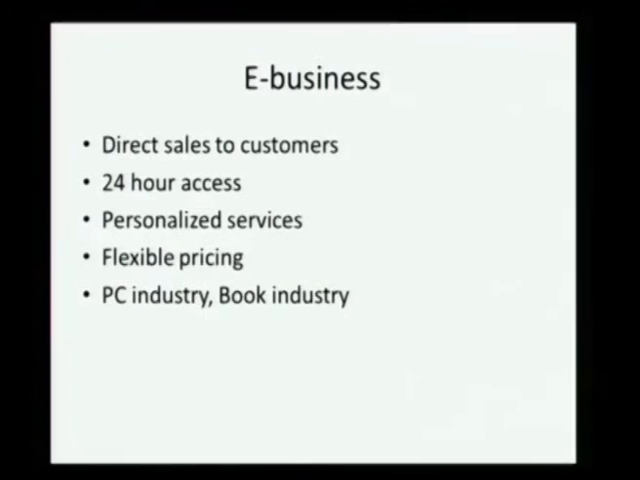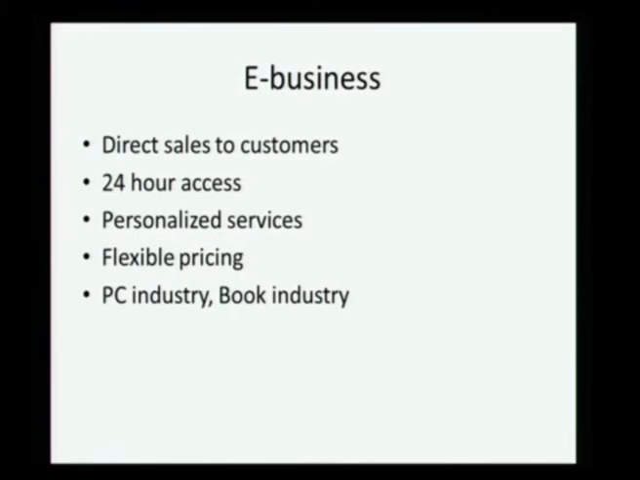Some other things that e-business systems can do are direct sales to customers, for example computer sales which happen directly to the customer. Another important aspect is 24-hour access, where these systems are available right through and not restricted by timings. E-businesses provide personalized services by keeping track of the buying patterns of the customers. So when you place an order for a certain book, immediately the website will show other similar books or books by the same author and so on.